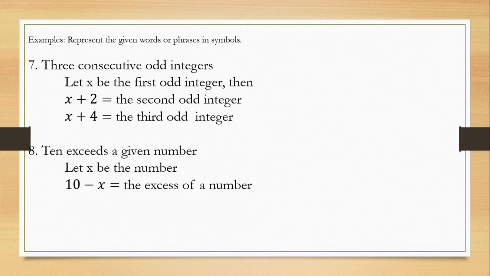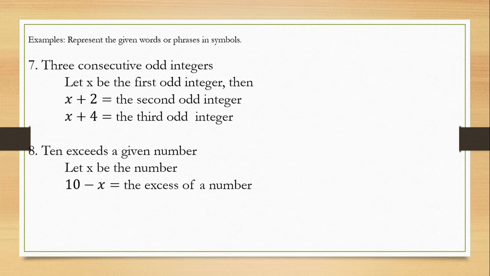While for the odd integer, let x be the first odd integer, then x plus 2 is the second integer, and lastly we have x plus 4, the third odd integer. So next, I hope you understand what we are doing. It represents the given word or phrase in symbols.